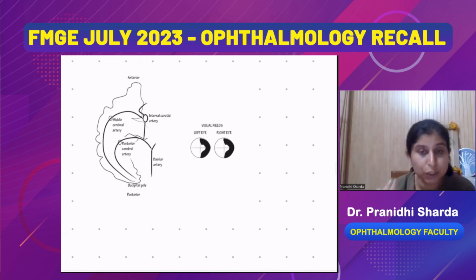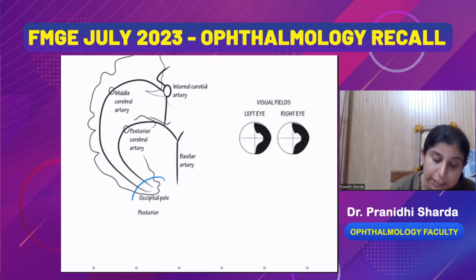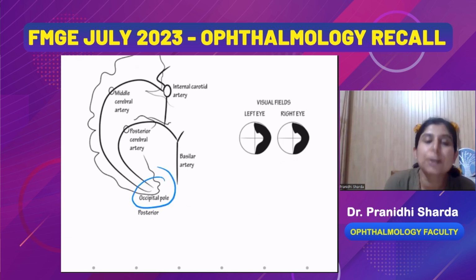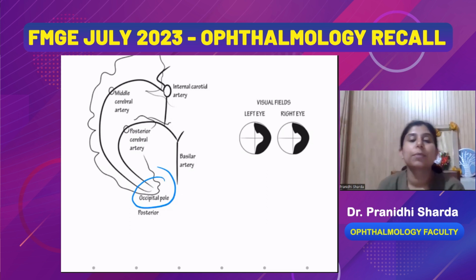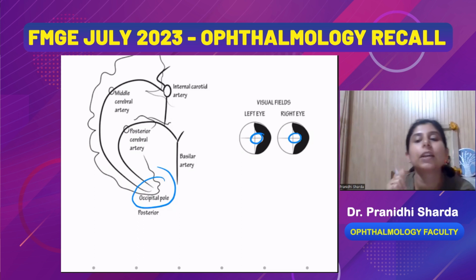And this is an image to give you a pictorial memory of why macular sparing is seen in the occipital lobe, because it is supplied by both the middle cerebral artery and the posterior cerebral artery. So if there is ischemia of the posterior cerebral artery, there will be macular sparing, so the vision will be well preserved in the macular sparing.